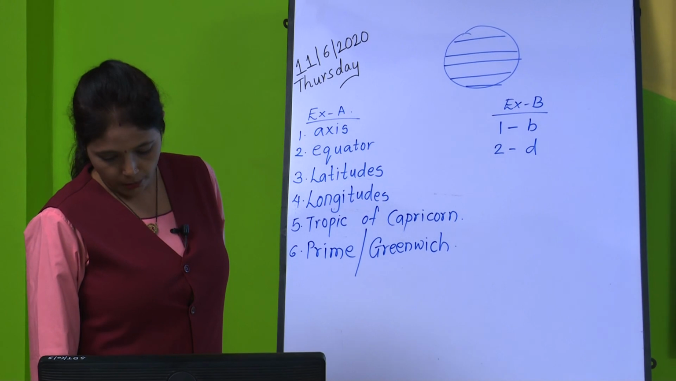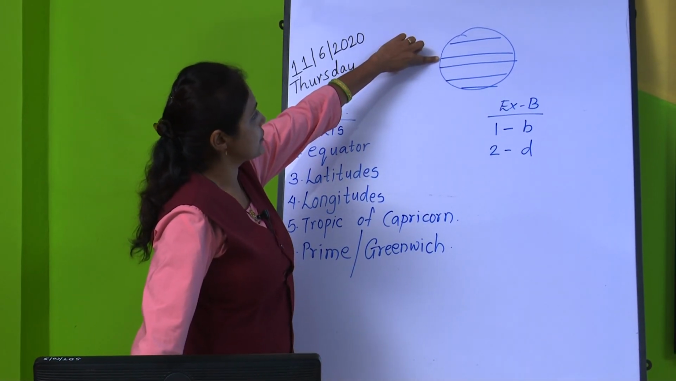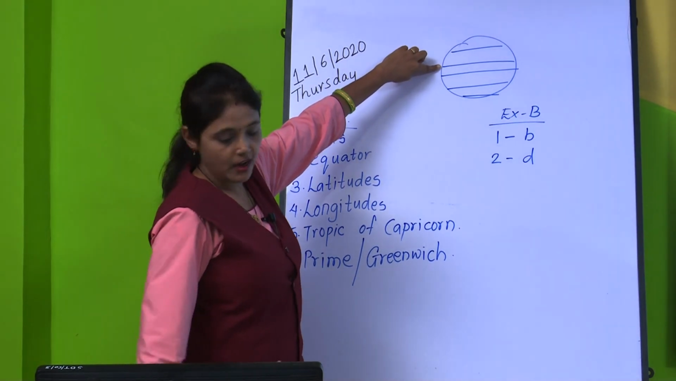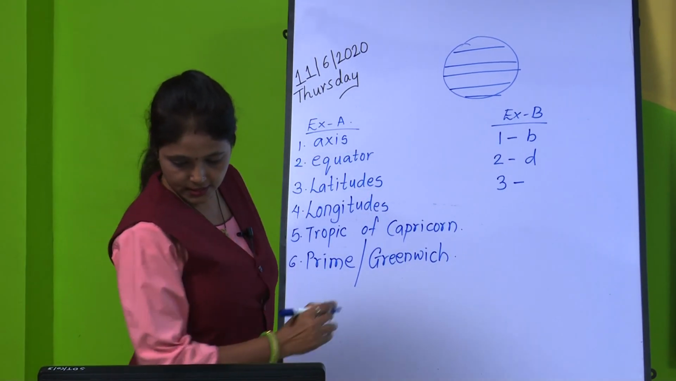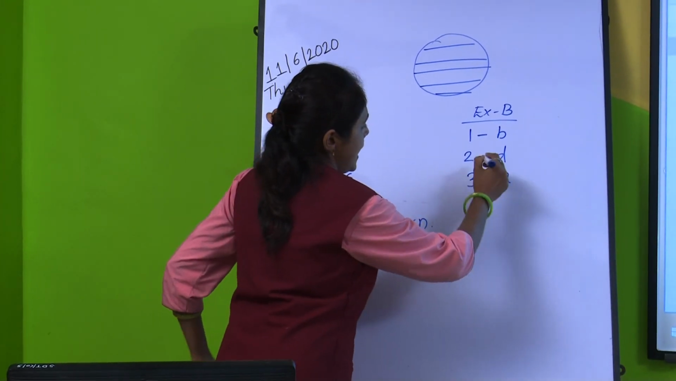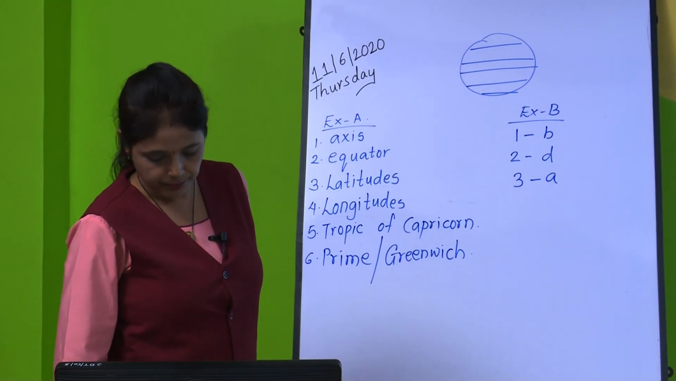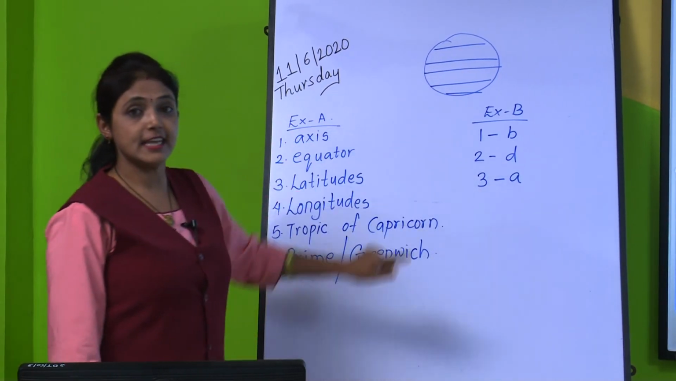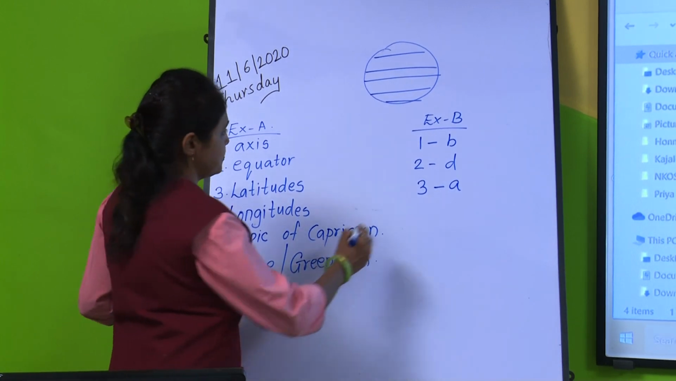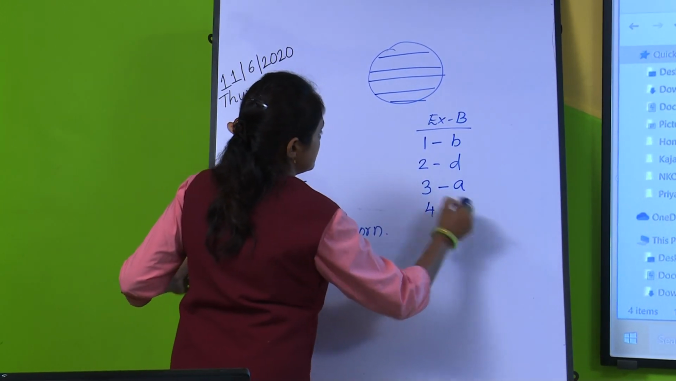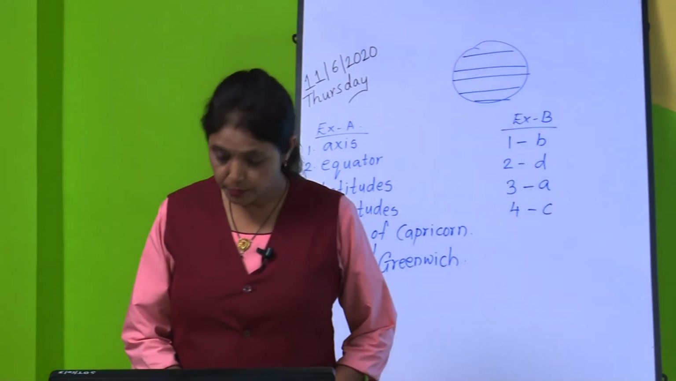Third one, Tropic of Cancer. Tropic of Cancer is towards the north here, so it is 23.5 degrees north. See, I have written the answers. You can just write as it is, or you can match the pairs. Last one is Greenwich Meridian. Now where is Greenwich Meridian? It is at 0 degrees. Very good. So the fourth answer is 4C.